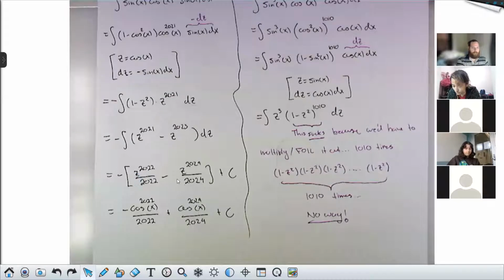And the numbers here are just coming from the power rule. Just add 1 to the power, divide by the new power, just like integrating z squared gives you z cubed over 3. Just the numbers are much larger.